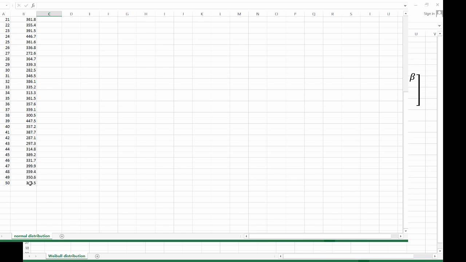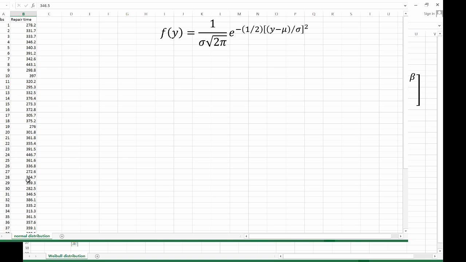We have some failure time data. Again, the failure amount of time it takes to repair a machine follows a Weibull distribution. Let's say we observe the repair time. An exponential distribution is a special case of a Weibull distribution. We have 50 different observations of repair time, and let's go through the motions.